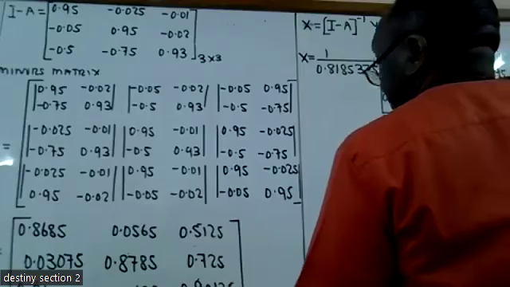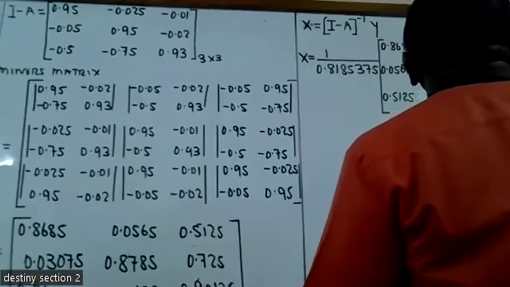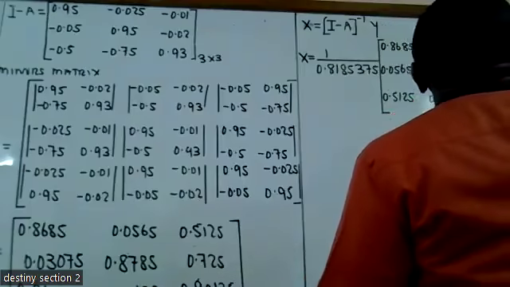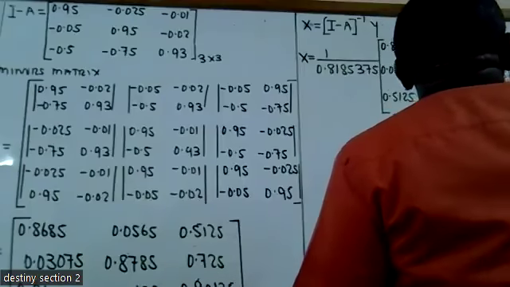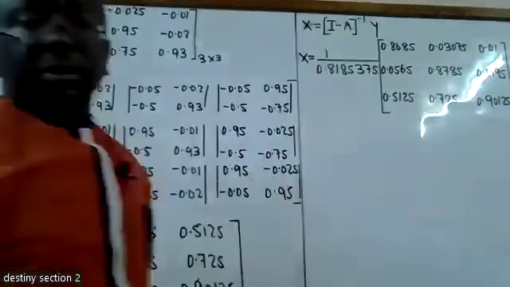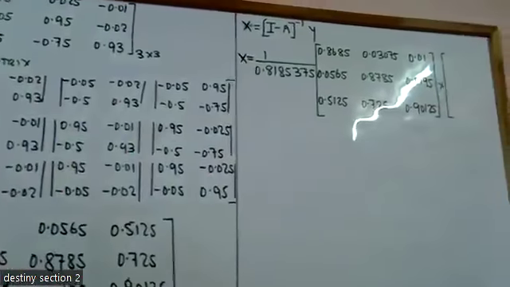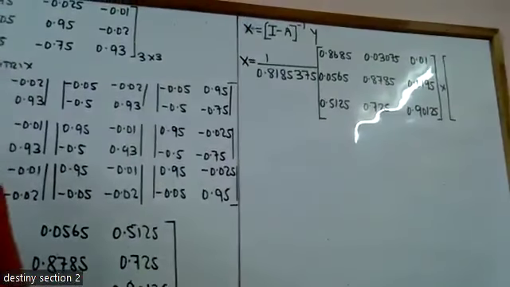0.0195. 0.90125. Multiply this now. We are multiplying that value by the new value of matrix Y.